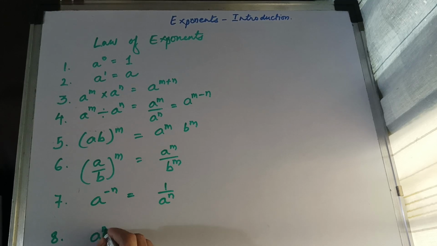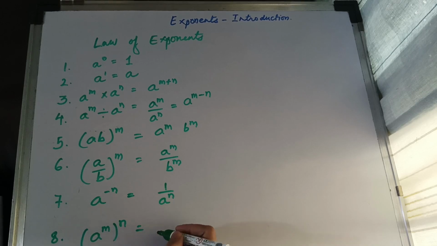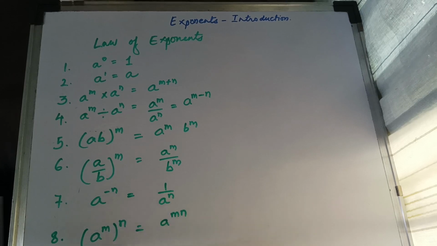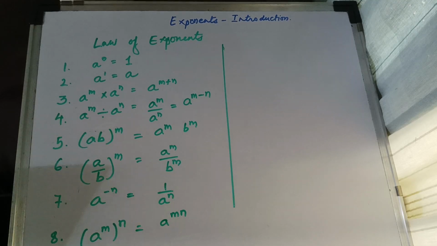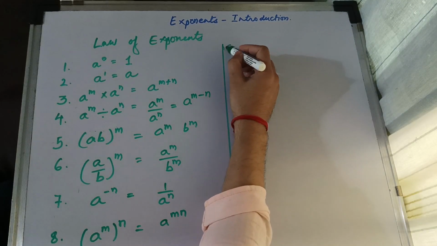8. a raised to m the whole n. So what will happen is these powers will get multiplied. A raised to m n, I can write m n as m into n.